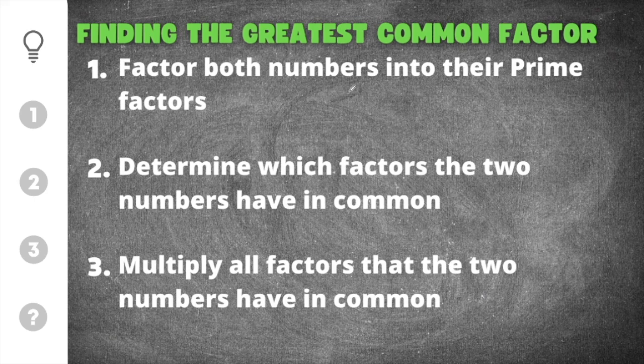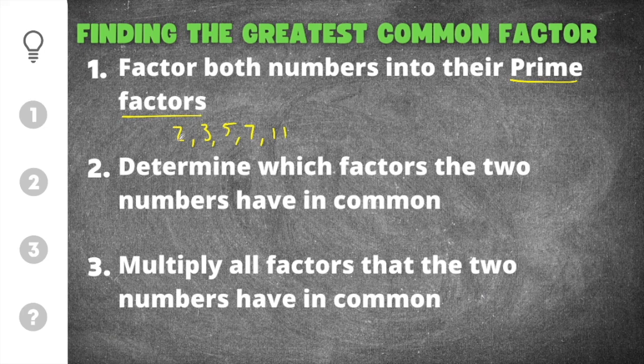The first thing we're going to do is factor both numbers into their prime factors. A prime factor is any number that can only be divided by itself. Common examples of this are 2, 3, 5, 7, 11. Now, when we factor today, I'm going to use the prime factorization tree, but there are multiple ways that you can factor numbers into the prime factors.